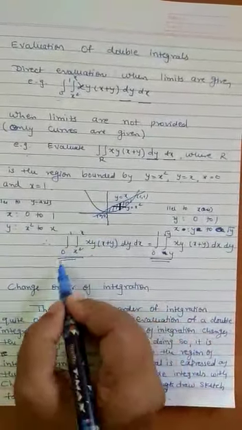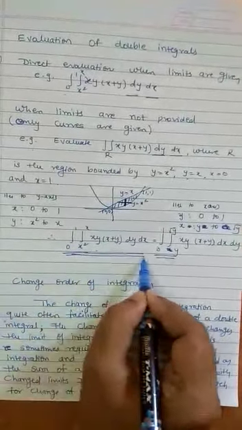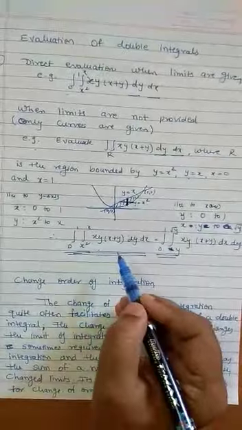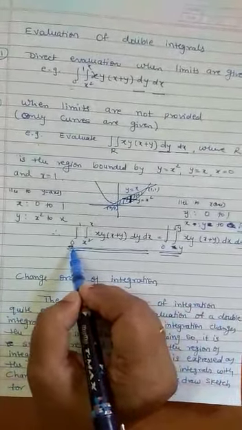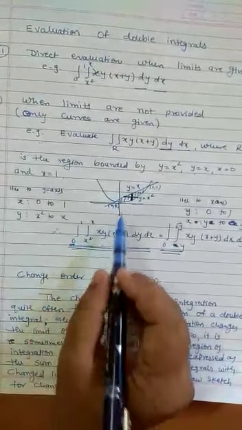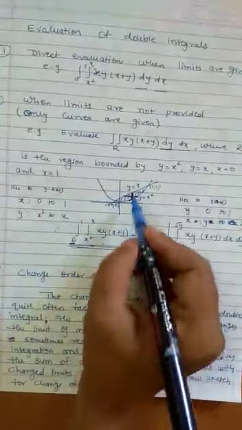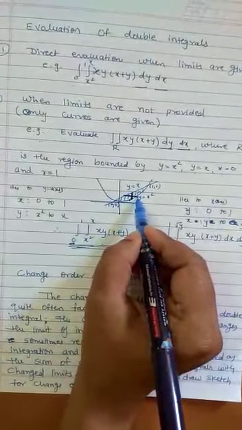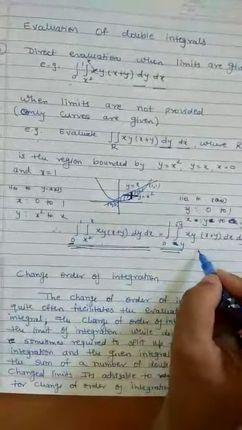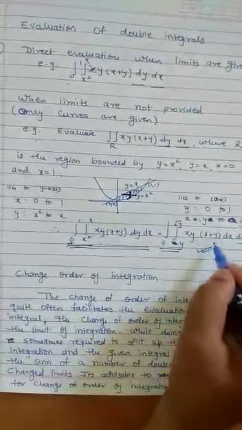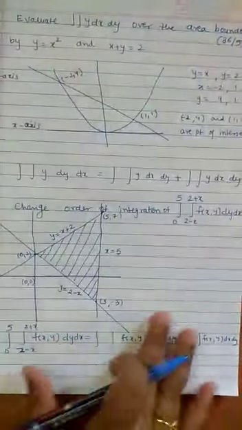Now suppose initially this integral is given to us and we are asked to evaluate it by changing the order of integration. Here the limits of x are constant, that means your strip is parallel to y-axis. So for changing the order of integration, we'll take our strip parallel to x-axis, then we'll write the limits, and hence your changed integral is going to be this one. Okay, let us see one more example.